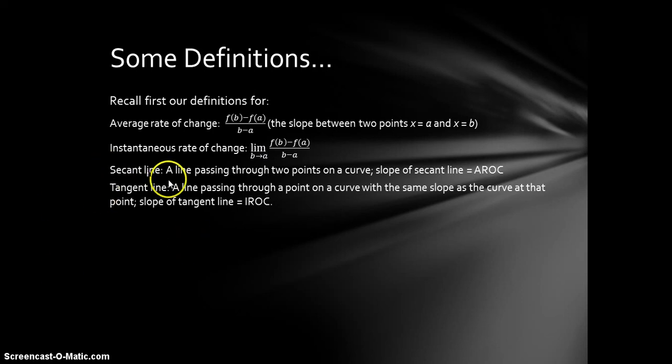Two other terms: a secant line is a line passing through 2 points on a curve, and the slope of the secant line is our average rate of change, or AROC. The tangent line is a line passing through a point on a curve with the same slope as the curve at that point. The slope of the tangent line is IROC, or instantaneous rate of change. The key thing to remember about a tangent line is that it shares both the slope and a point of a particular curve at a particular point.